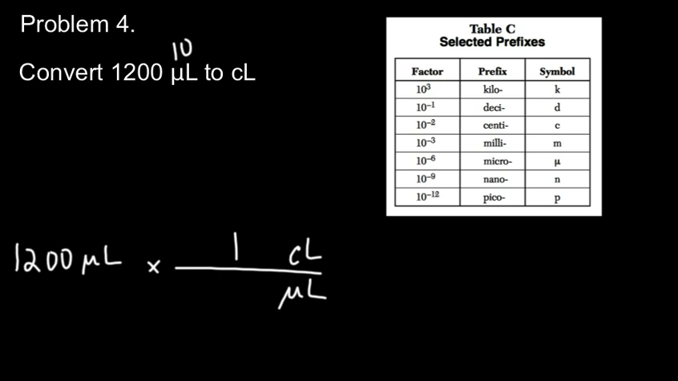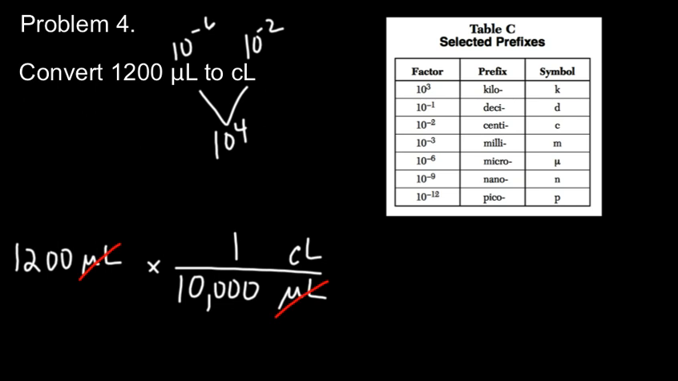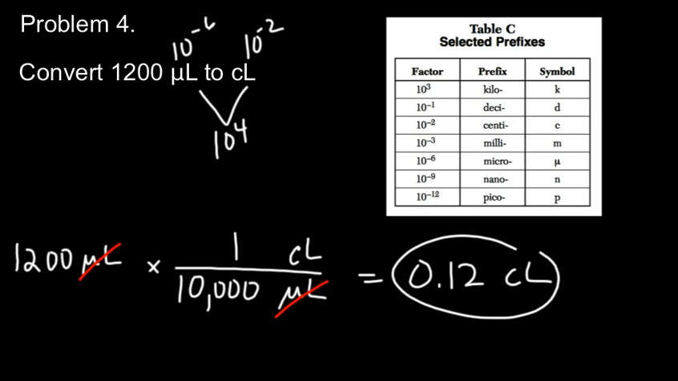Micro is 10 to the negative 6. Centi is 10 to the negative 2. The difference between those two factors is 10 to the 4th, which is of course 10,000. So 1 centiliter has 10,000 microliters. Canceling out the microliters, we now have the math problem of 1,200 divided by 10,000, and we get 0.12 centiliters.